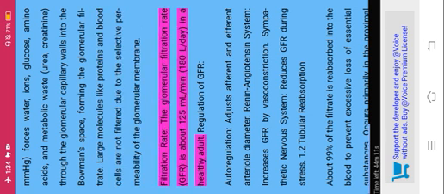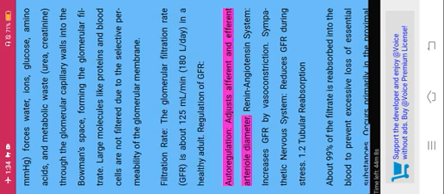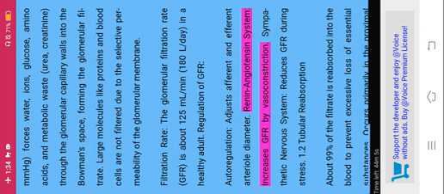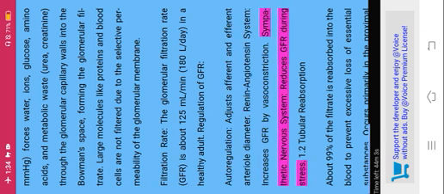Filtration rate. The glomerular filtration rate, GFR, is about 125 milliliters per minute, 180 L per day in a healthy adult. Regulation of GFR. Autoregulation adjusts afferent and efferent arteriole diameter. The renin-angiotensin system increases GFR by vasoconstriction. The sympathetic nervous system reduces GFR during stress.